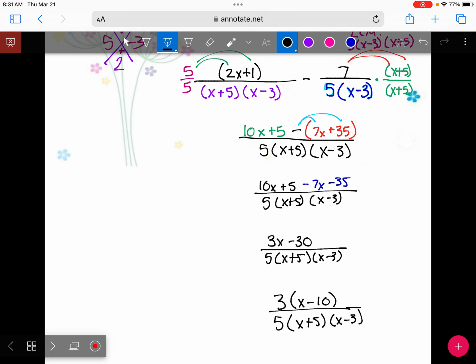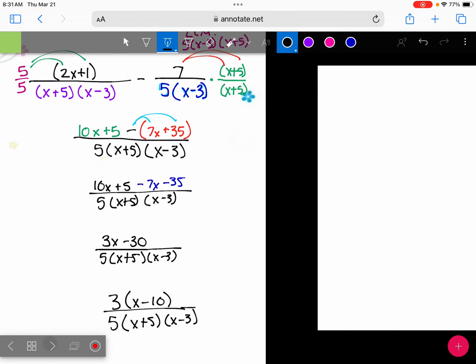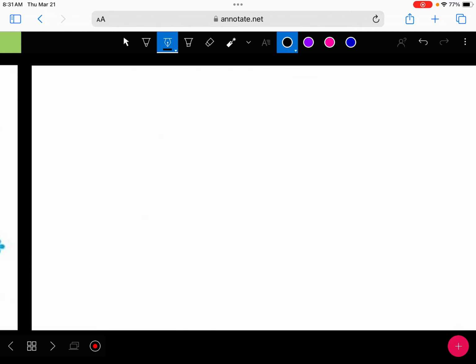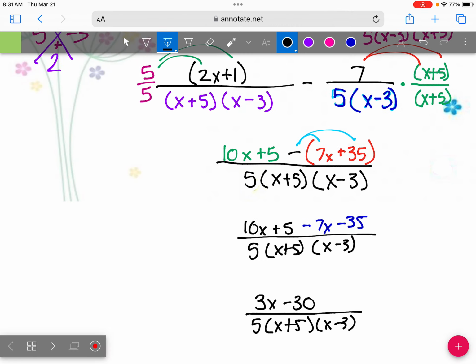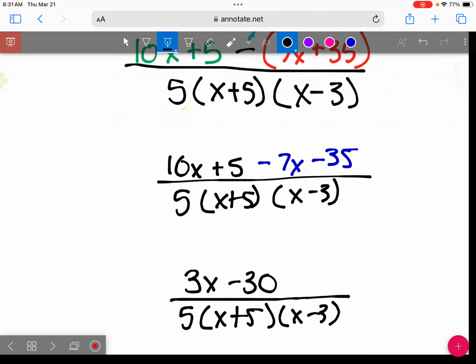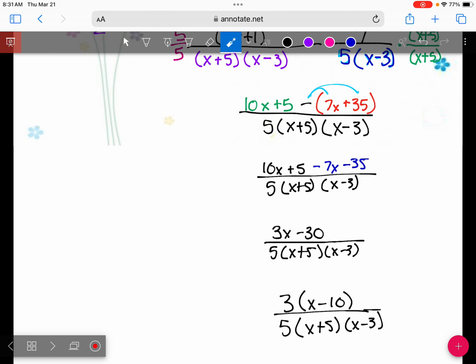So this one was a really complicated one. This one had a lot of pieces. I have a question. What's up? How did you get to 3x minus 30? The 3x minus 30. Let me get down to it. I took my 10x and minus 7x. My 3x and my 5 minus 35. Cool, cool. No, good question, DJ.